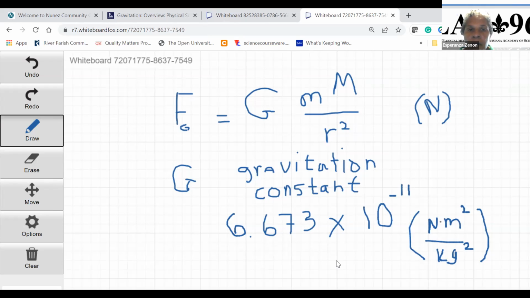Now, if you start putting in objects like planets, okay, that have a very large mass, then you can overcome this small gravitation constant and produce a force that can be felt. Like if we put in your mass and the mass of the Earth in there, your mass might not be that big, but the mass of the Earth is huge. And so it'll be able to cancel out some of that 10 to the negative 11. Okay. So we have to have objects that are fairly large in size.